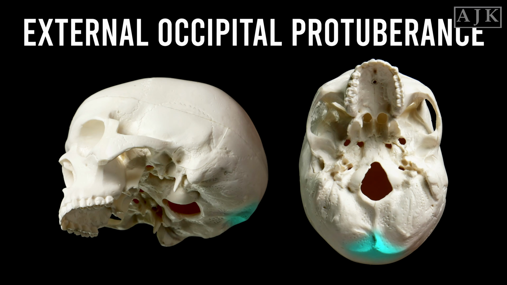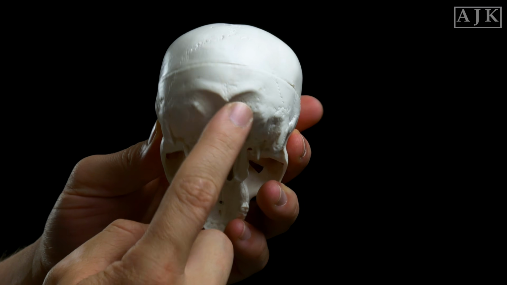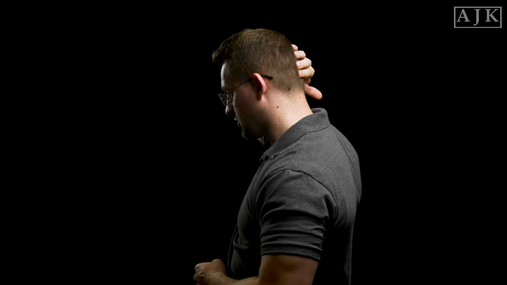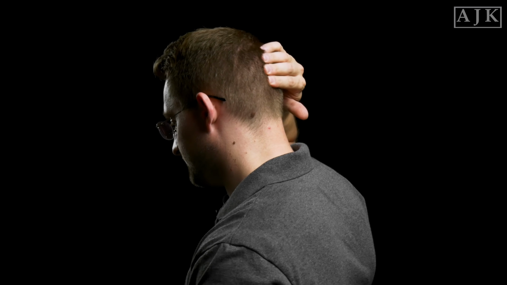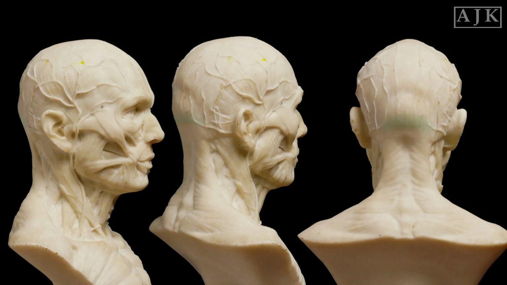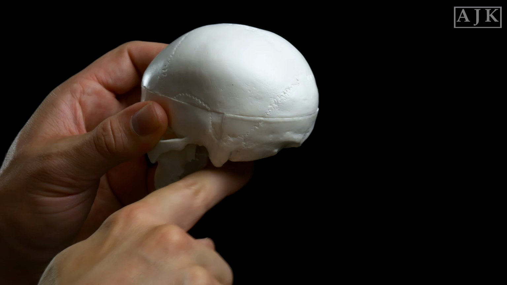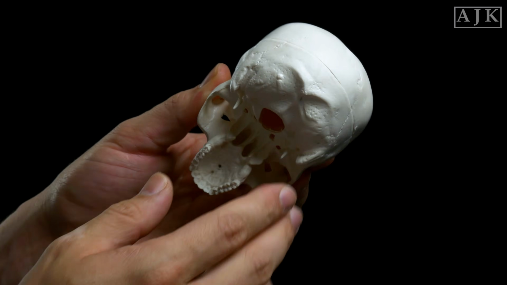Number 8, the external occipital protuberance of the occipital bone. Moving to the back of the head, we have the external occipital protuberance, right there. You can feel this on your own skull by feeling the back of the skull where the skull ends. That bump is the external occipital protuberance. This bump is where the muscles of the back of the neck attach to the skull. This also gives us an indication of where the back bottom plane of the cranial mass begins.